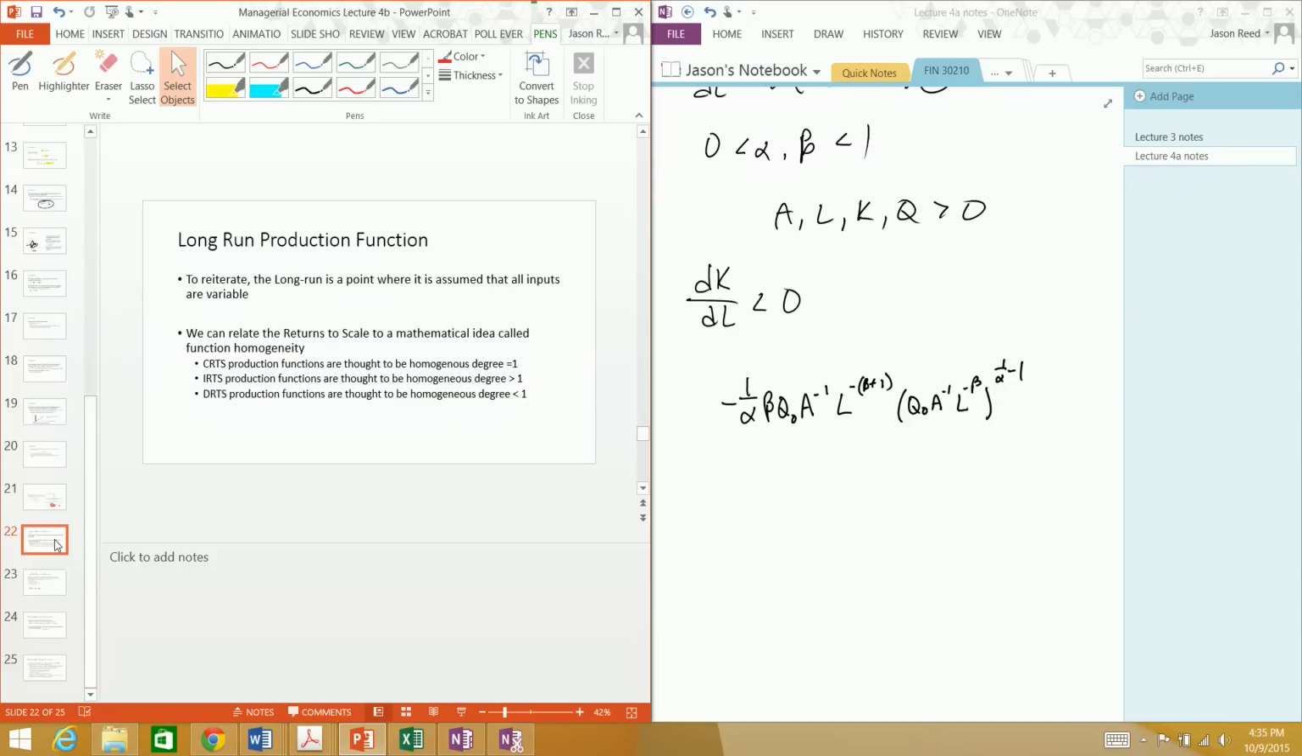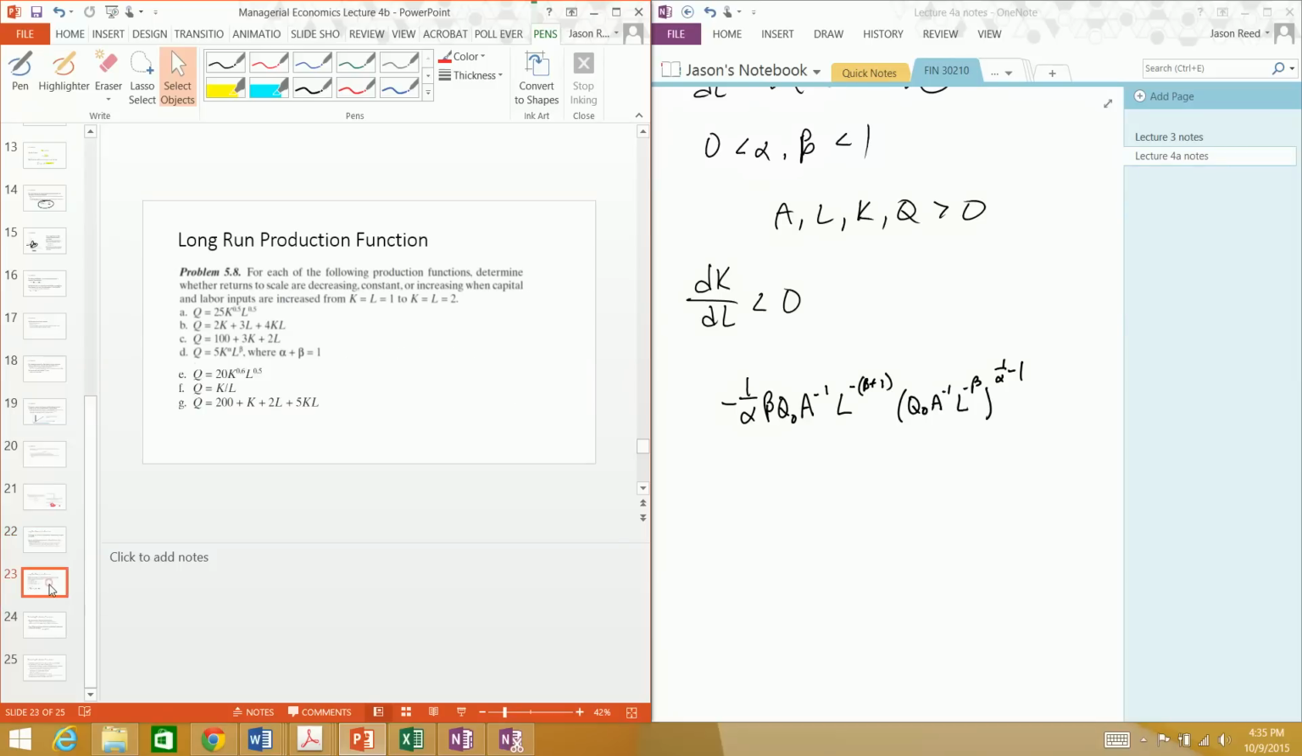We can look at increasing returns to scale as a function that is homogeneous of degree greater than 1, and a decreasing returns to scale production function is thought to be homogeneous of degree less than 1. So again, we're going to use this later on in class, but I want to make sure that we are properly noting what it is right now.